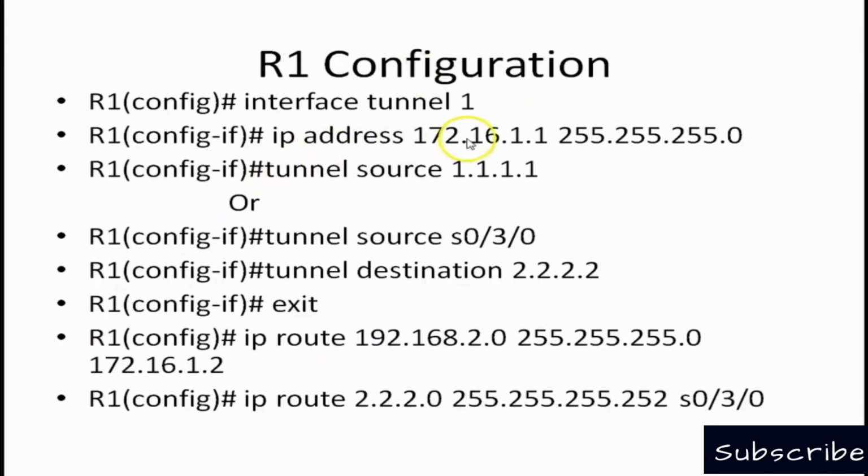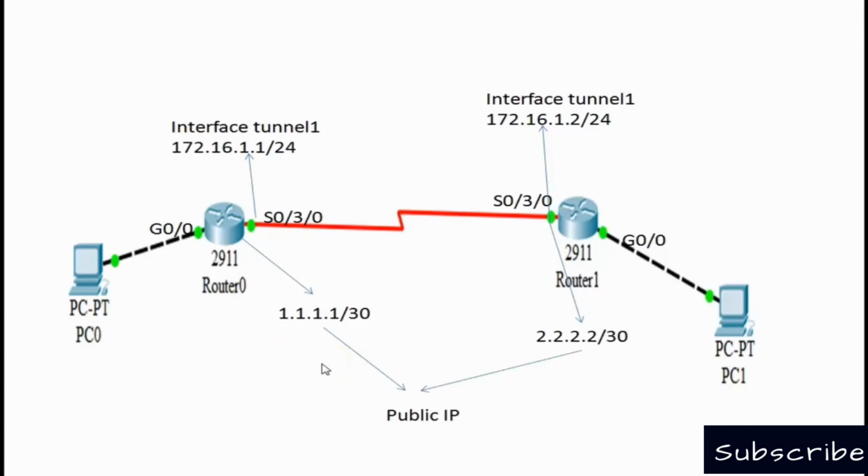Like here, an IP address is given, 172.16.1.1, with subnet mask 255.255.255.0, and the tunnel source is this. Here we need to specify the tunnel source and tunnel destination. That is, we need to specify where the tunnel is starting and what the destination of the tunnel is. So this is our configuration, and we will configure this particular topology.